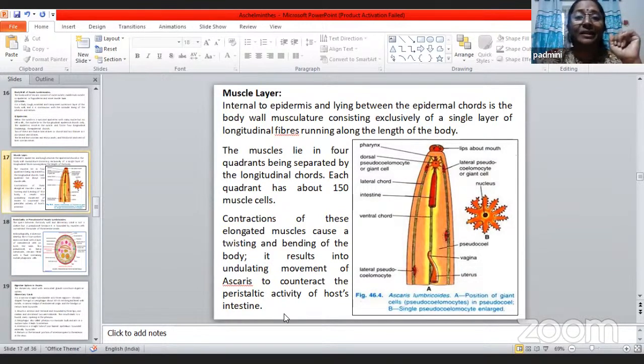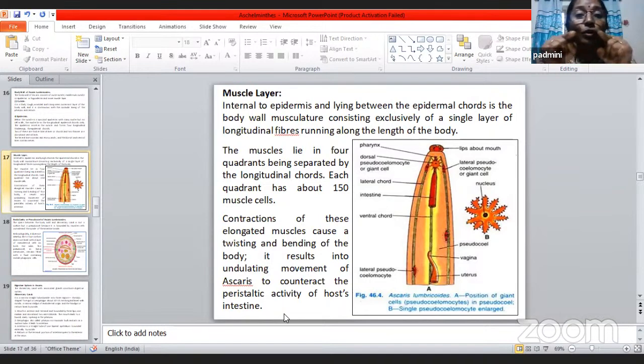What do you mean by peristaltic? As the food is moving in the intestine, the intestine has to contract and expand. That is why food moves from the stomach to the small intestine, and then into the large intestine. It happens because of the peristaltic movement of the intestines. Because the worms have to counter that movement, if they did not have proper muscles in their body, they would be washed off. To avoid being washed away, they have well-built muscles so that they can attach strongly.